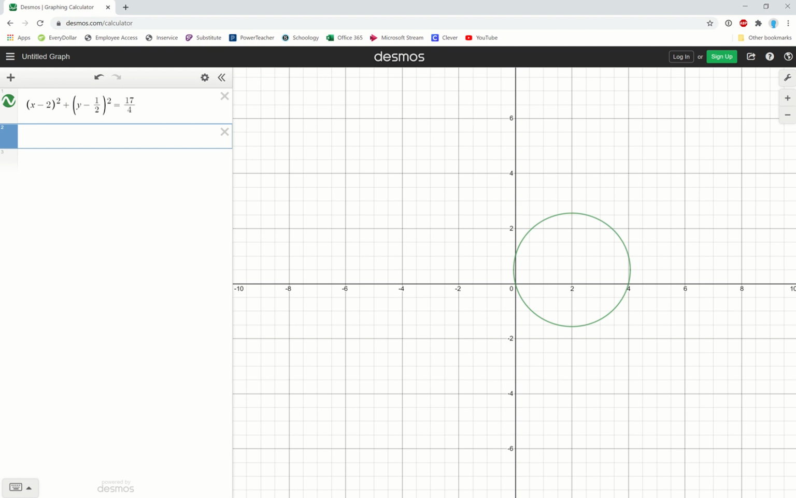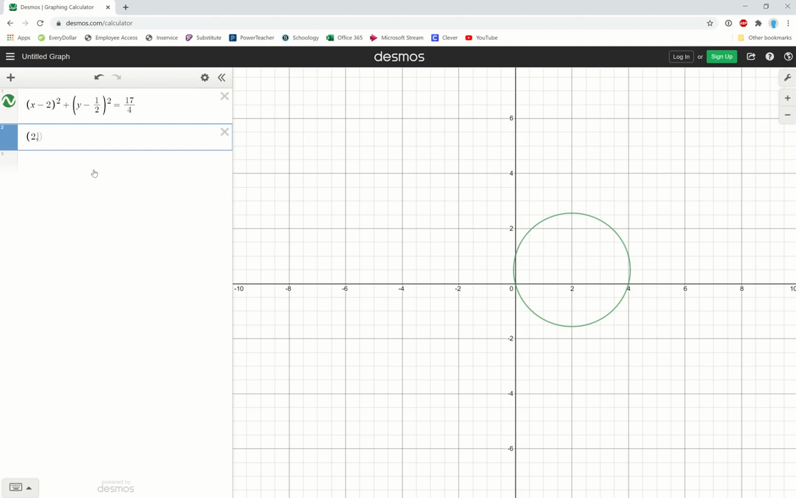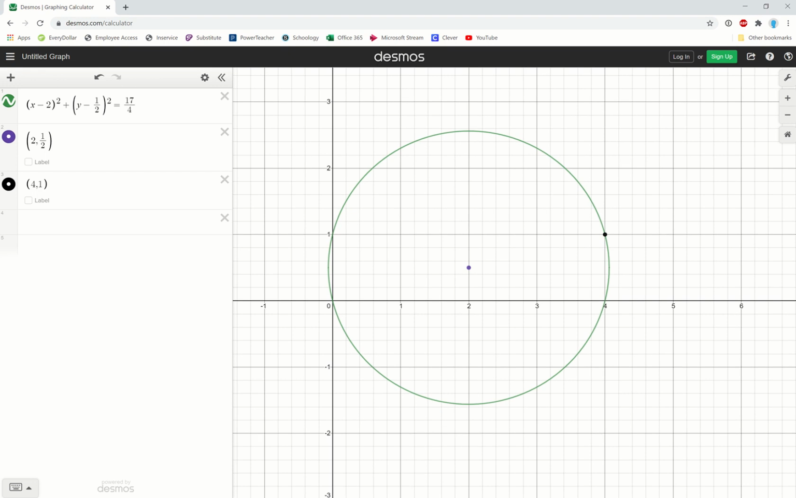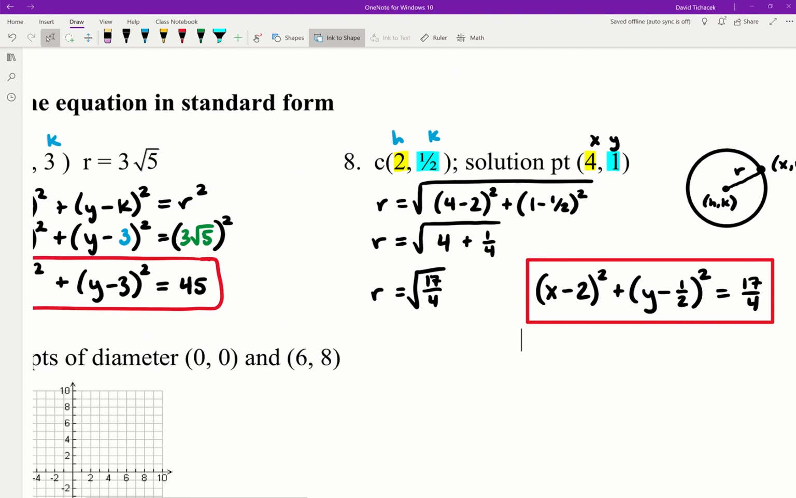What we were wanting, of course, is for this to be the circle that has a center at (2, 1/2). So let's plot that point and see that that checks out. So a point with coordinates 2 and 1/2 would sit right there. That looks like the center to me. And then we also wanted the solution point of (4, 1) to sit on the circle's edge. And of course, it looks like that happens right there. So we know we have the exact right answer solution to our problem here, okay?